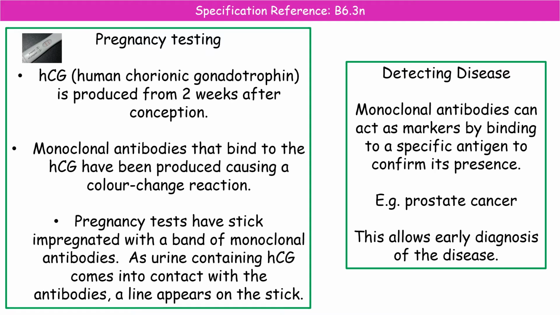If we've got monoclonal antibodies that bind to HCG, we can use them in a pregnancy test in a colour change reaction. So basically what we have on that little pregnancy test stick is a little band of monoclonal antibodies that are actually going to be bound onto particular colour dyed particles. So as the urine containing the HCG comes into contact with those monoclonal antibodies, it's going to move that little coloured particle up the stick, and then it sticks on a little line on the stick itself. So you get that little positive test if the HCG is present. If not, it doesn't drag the little dyes up, doesn't do anything instead.